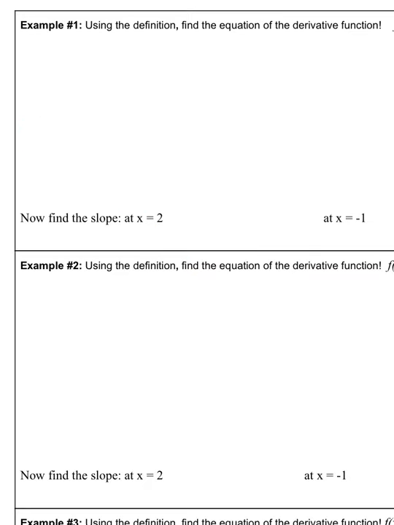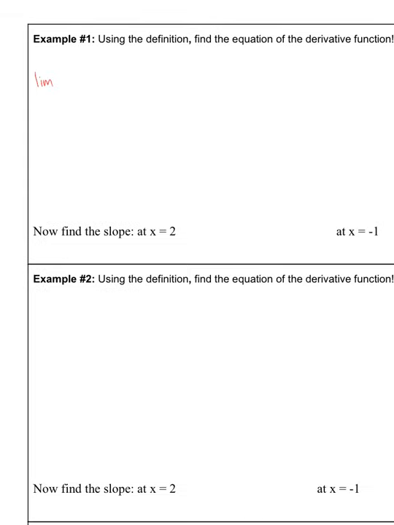Okay, let's use the definition to find the equation of the derivative function. The first thing we do is we set up the definition. So we have the limit as h approaches 0. The first part of the numerator, we rewrite the function, 5x plus 2. I like to put in a blank set of parentheses, and everywhere we see x, we plug in x plus h. So that is the first part of our numerator right here. Sometimes it helps to diagram it. That is my f of x plus h.